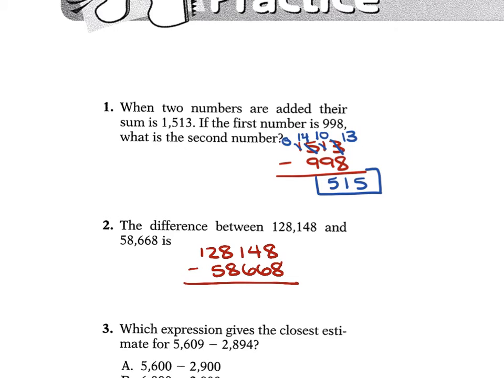58,668. 8 minus 8 is 0. The 4 has to become a 14, making the 1 a 0. You can't take 6 from 0, so that becomes a 10, making the 8 a 7. You can't take 8 from 7, so that becomes a 17, making the 2 a 1. You can't take 5 from 1, so that becomes an 11, making the 1 a 0. So now 14 minus 6 is 8. 10 minus 6 is 4. 17 minus 8 is 9. 11 minus 5 is 6. So it's 69,480.